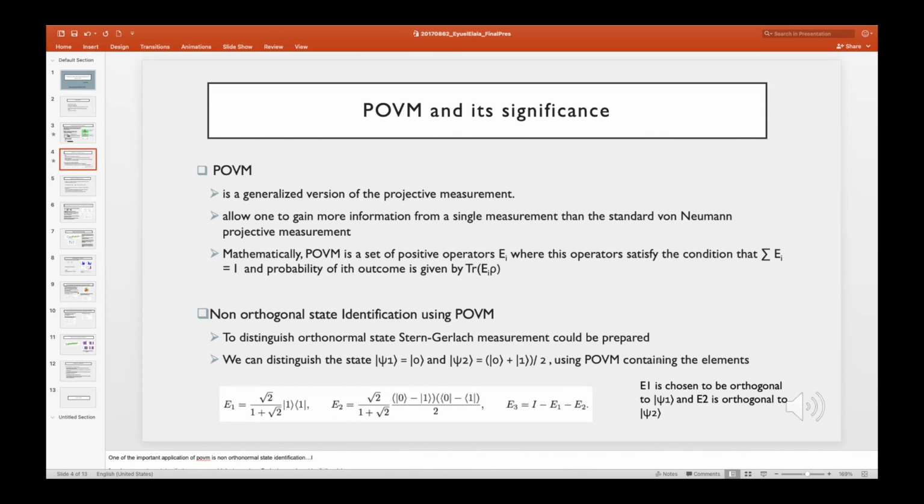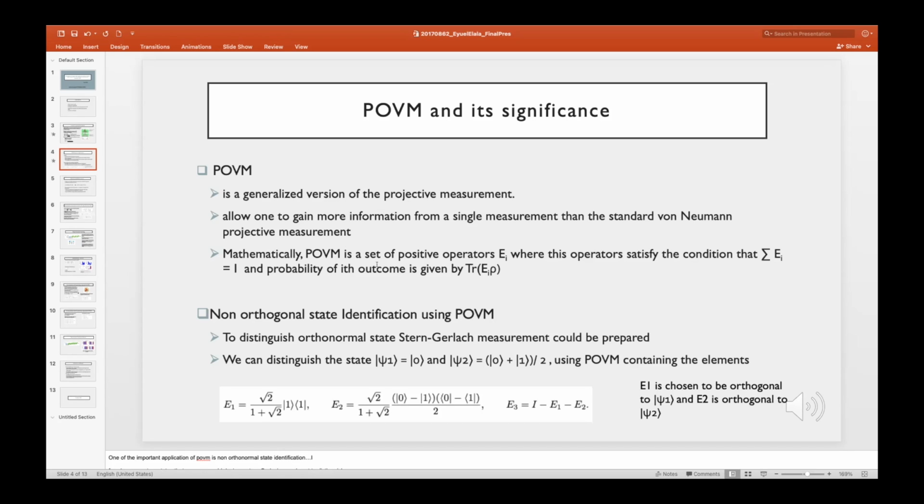Okay, and let's see about POVM. POVM is a generalized version of projective measurement, and it gives more information from a single measurement than the standard von Neumann projective measurement. So realizing this POVM is important and significant.